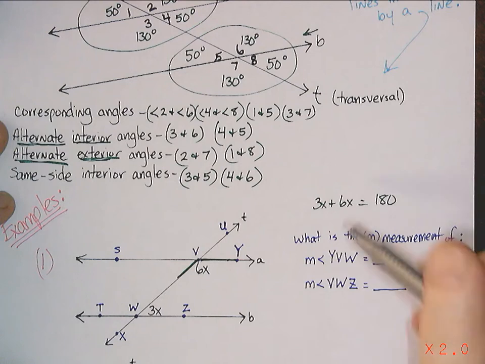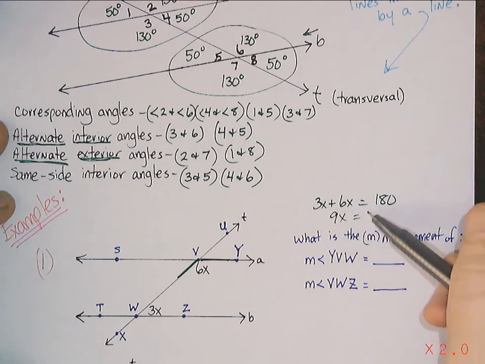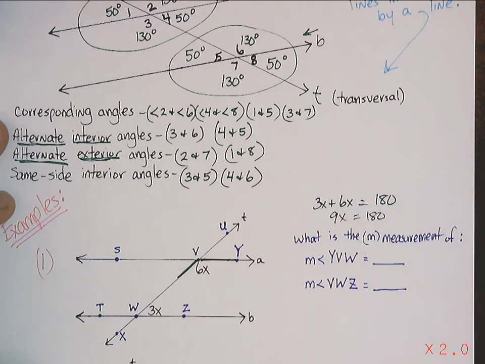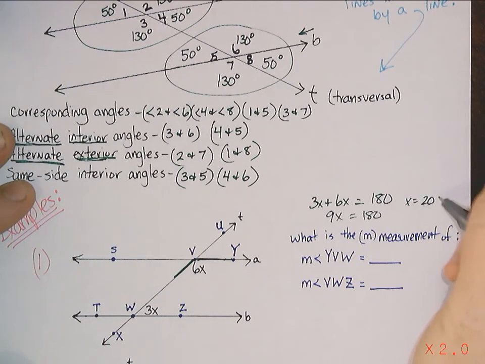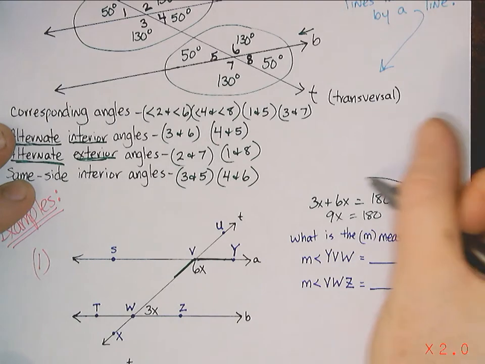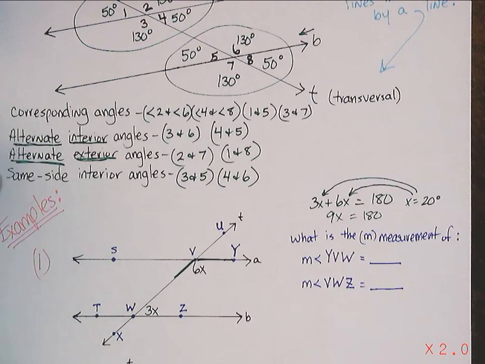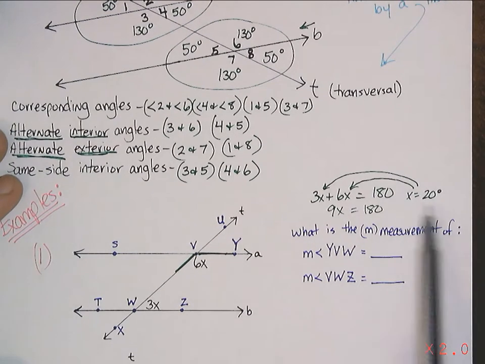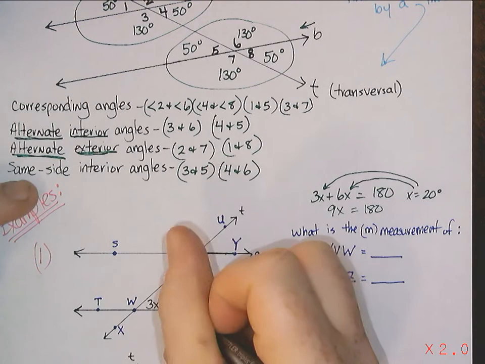Now the question is, well, how do we solve for each one of those? Well, it's simple. Combine like terms, set it equal to 180, solve for x. X is going to equal 20 degrees. And then all you need to do is plug it back in, where x is, to figure out what each of those individual angles are going to be. So if x is 20, 3x would be 3 times 20, which would be 60 degrees. So this has to be 60 degrees. Okay, let me use a different color. So this has got to be 60 degrees right here.